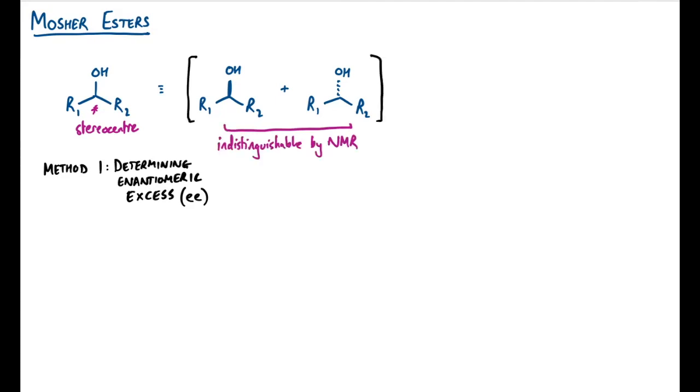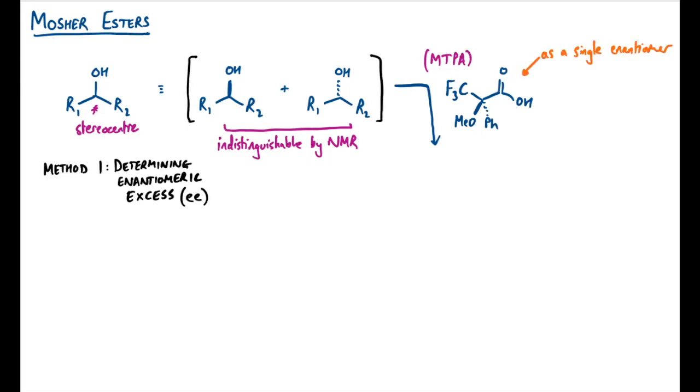And what we can do is just derivatize them with a chiral molecule, which is enantiopure. So one way we can do this is to make the Mosher esters. This can be done using a reagent like this. This is methoxy trifluoromethyl phenylacetic acid, or MTPA. And importantly, we use this acid as a single enantiomer. In this case, we can see which one we have.